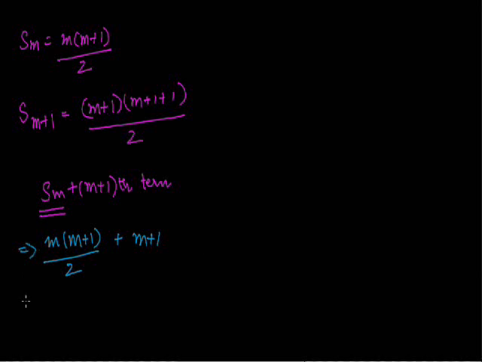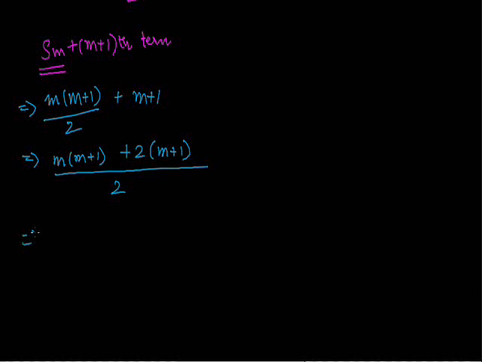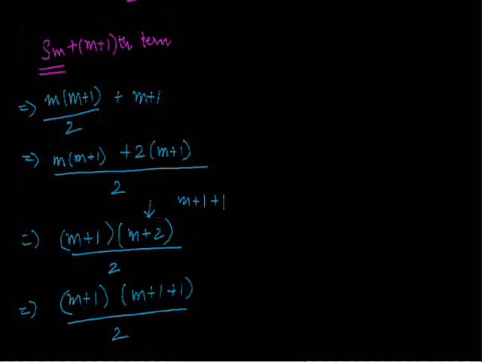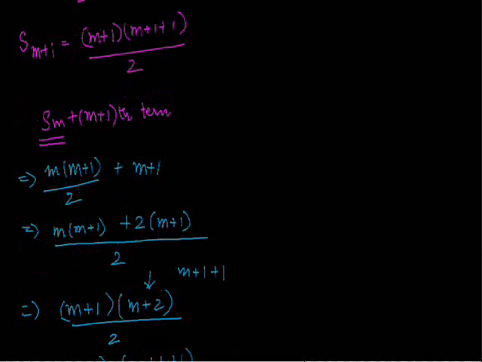Now taking the LCM, we get m into m plus 1 plus 2 into m plus 1 upon 2. Taking m plus 1 common, what we are left with is m plus 2 upon 2. Now can I write m plus 2 as m plus 1 plus 1? That is correct. So it is m plus 1 into m plus 1 plus 1 by 2. Isn't it the same as the above, that is S of m plus 1, which is m plus 1 into m plus 1 plus 1 by 2?